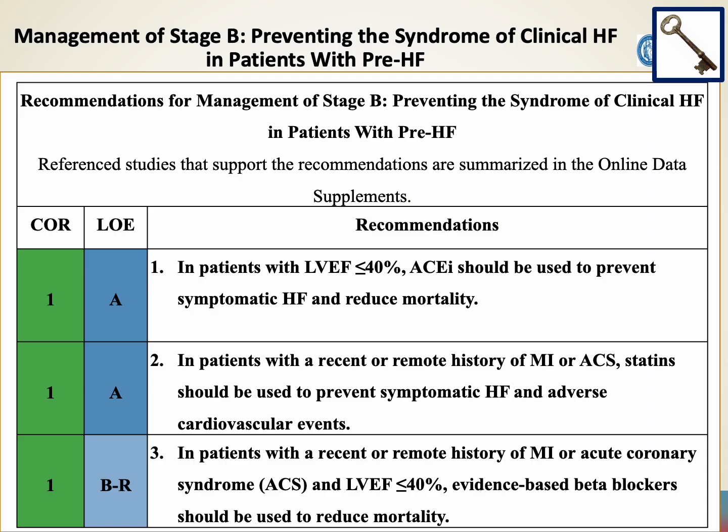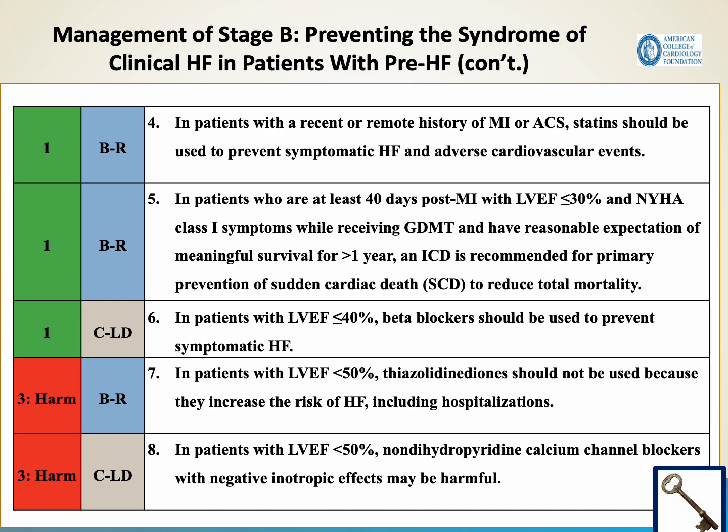So those are pretty much the guidelines for stage B. They look at ACEs or ARBs generally in stage B individuals. And they're also looking at all of the other factors in assessing these patients, making sure they're on statins and doing the goal-directed medication interventions that make sense.